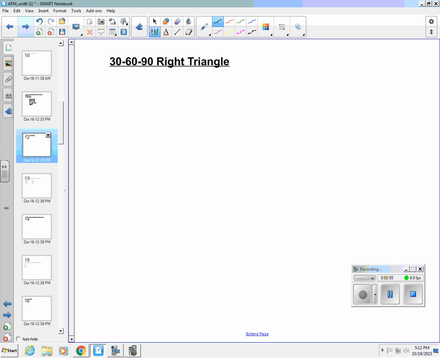So the first type of special right triangle we're looking at is the 30, 60, 90 special right triangle. The name for the special right triangle comes from the angle measures. So we have angle 30 degrees, angle 60 degrees, and it's a right triangle, so we have a right angle, 90-degree angle. So it makes these special: the sides all follow a pattern.